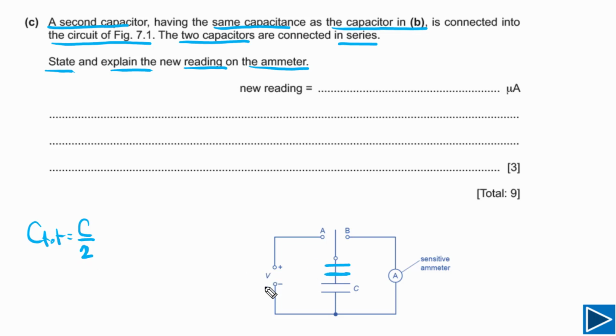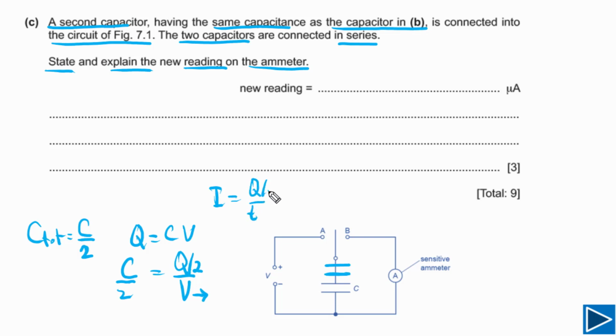But the potential difference is the same, so simply we can understand from Q is equal to CV, we can write down C is equal to Q by V. But V is the same. If C becomes half, it means Q also becomes half. So this is the main point we need to understand. Now we can understand I is equal to Q over T, and if time is the same but the charge is half, it means I is half.